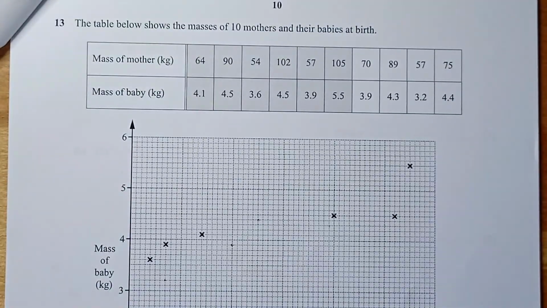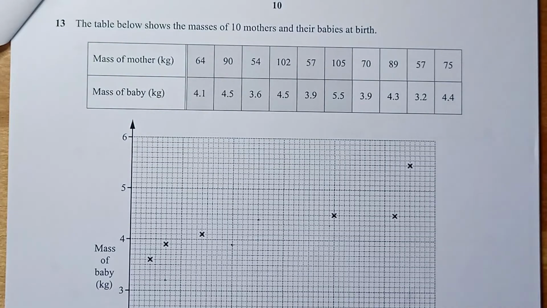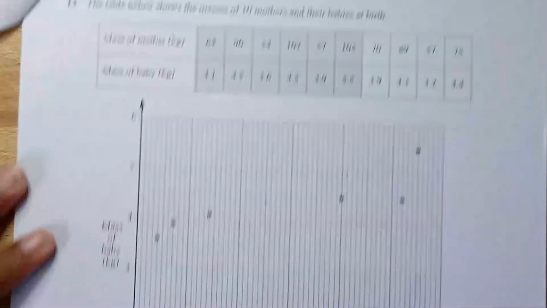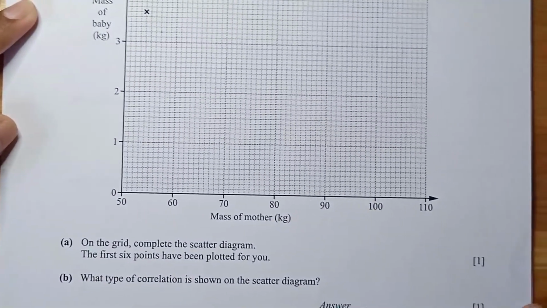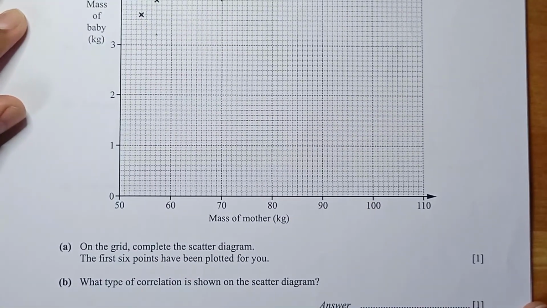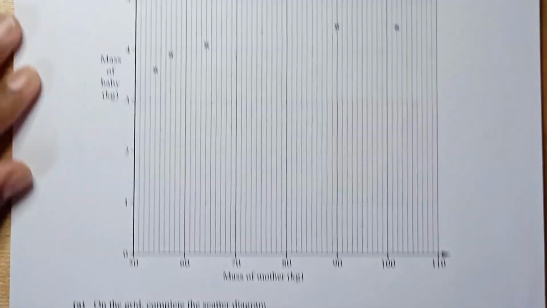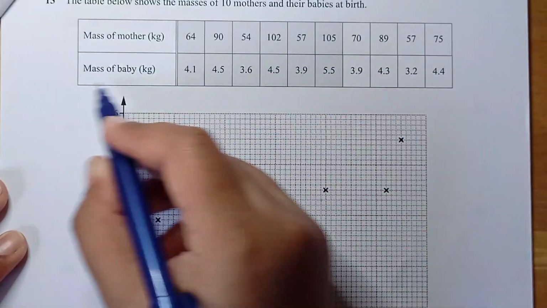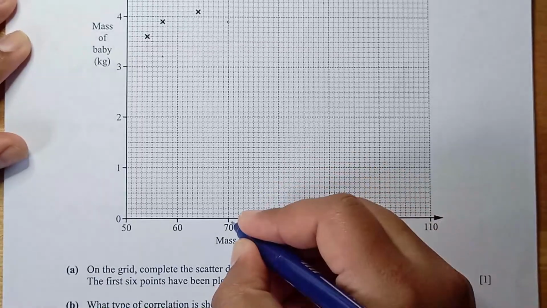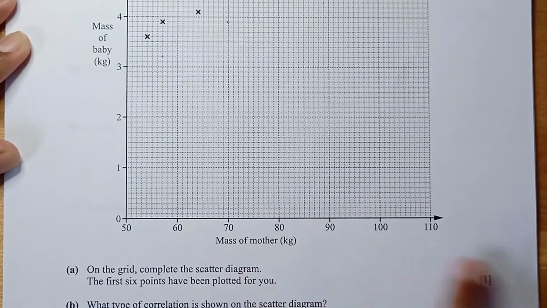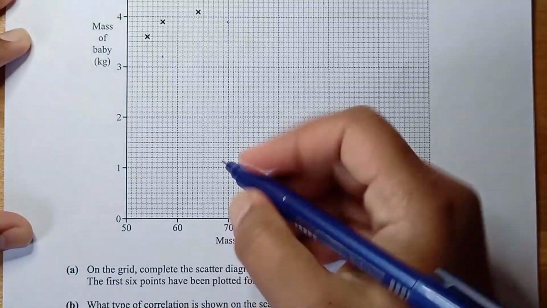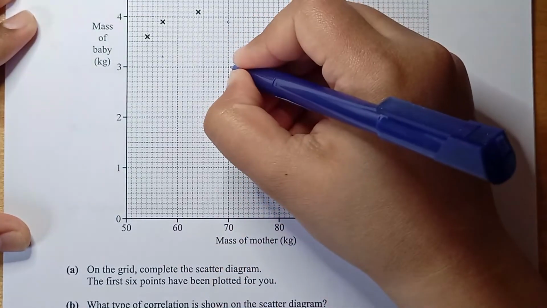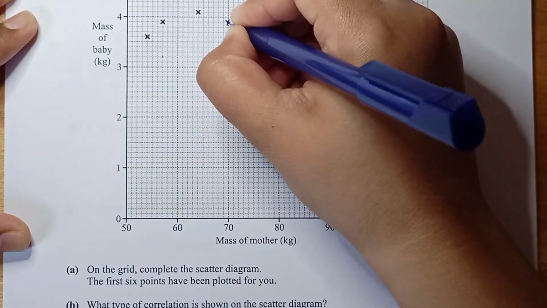Question number 13. The table below shows the masses of 10 mothers and their babies at birth. Okay. Now, in A part, on the grid, complete the scatter diagram. The first 6 points have been plotted for you. The first 6 are already done. So when the mass of a mother is 70, the mass of a baby is 3.9. Okay, so we are at 70. Mother mass is horizontal and the mass of a baby is vertical. So 70 and 3.9, we have 3 and we have here 3.9.